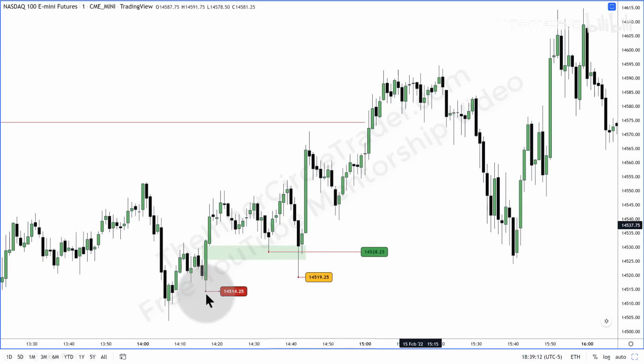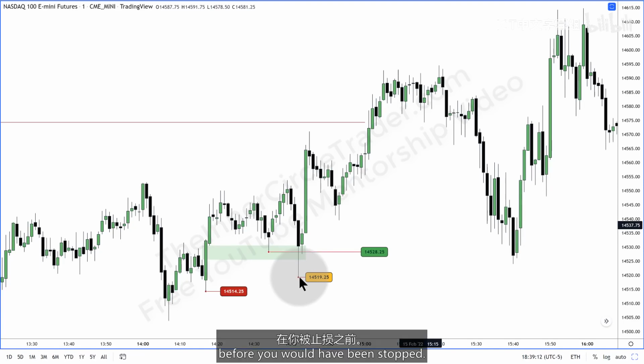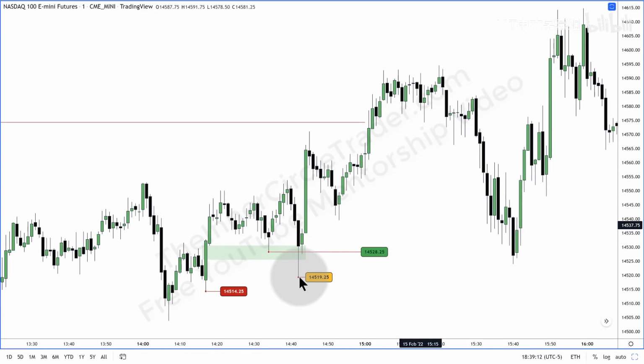And then using the stop premise, which it didn't get here. It didn't stop you out. You had basically what? 5 or so more handles before you would have been stopped.